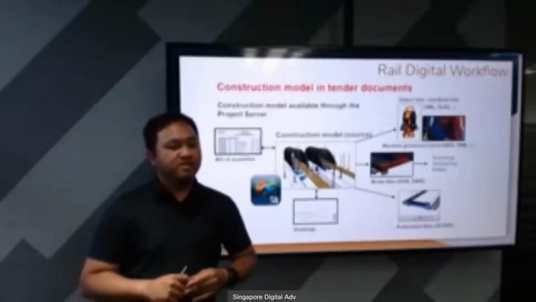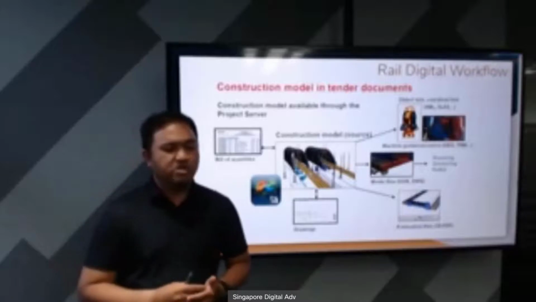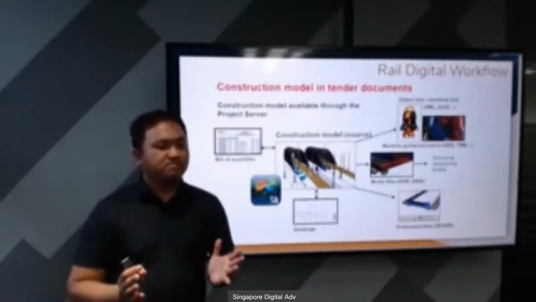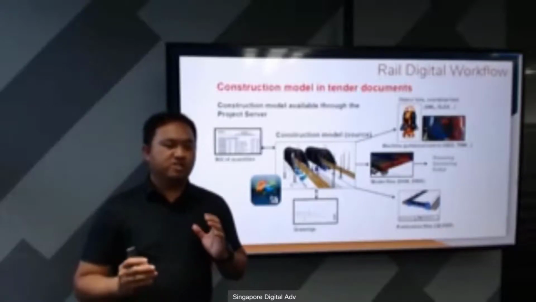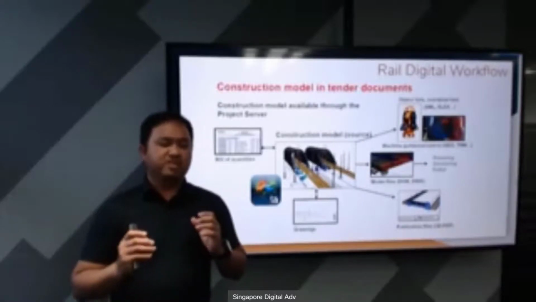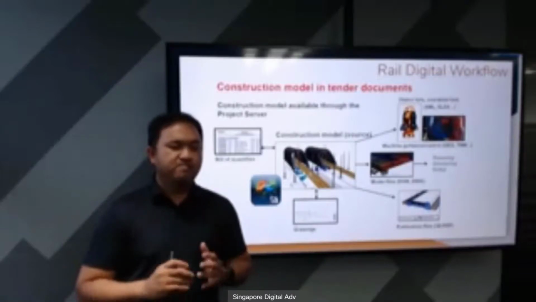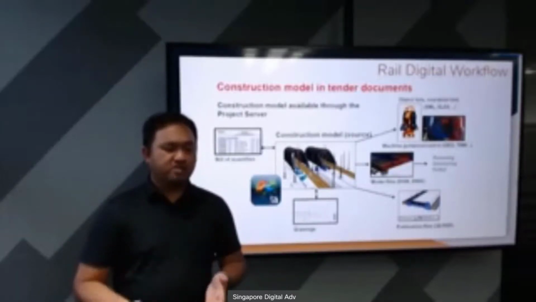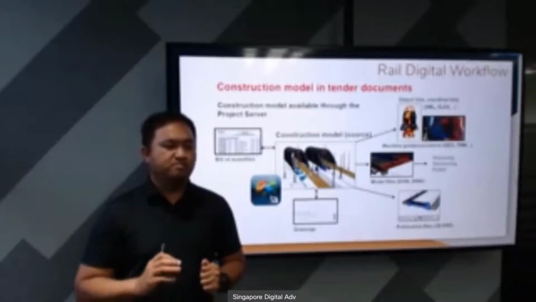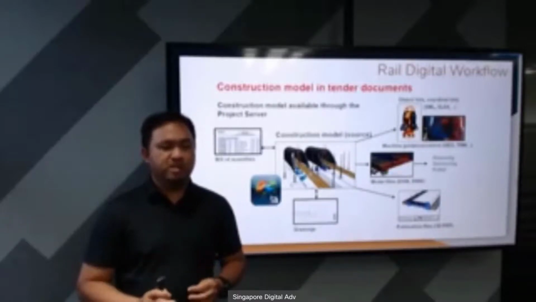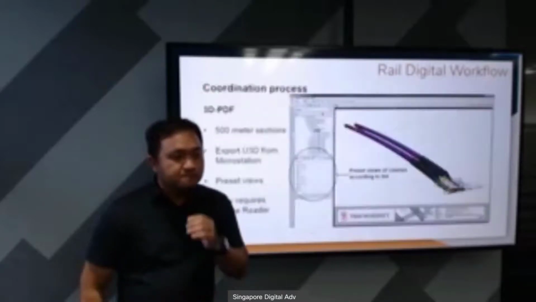Okay. The other one is construction model in tender documents. In that particular project, there is no drawing that was given to the tenderers. What was given are actually 3D models. They're actually given as a 3D PDF at the time, and the tenderers actually use them to extract quantities and put their unit prices directly from those models.